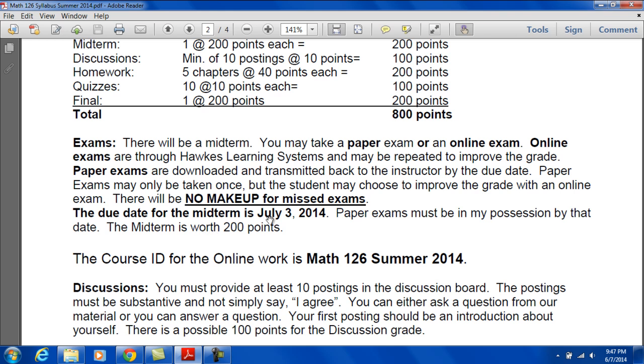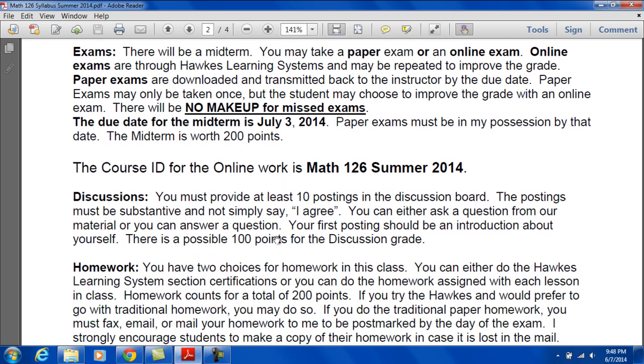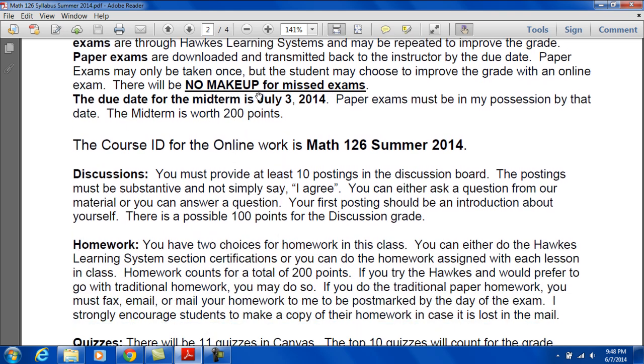The due date for the midterm is July 3rd, 2014. Paper exams must be in my possession by that date. The midterm is worth 200 points. And the course ID in Hawks is Math 126 Summer 2014. So you go to Hawks and W&C PRC, and then you can go from there. Look for Math 126 Summer 2014.